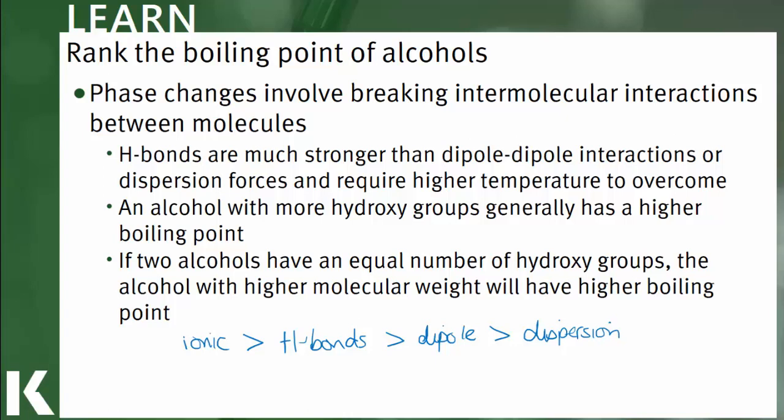Since hydrogen bonds are quite strong, the more hydroxy groups an alcohol has, the greater its boiling point. If we have a tie and have an equal number of hydroxy groups, we can use other types of intermolecular forces to tell us which alcohol will have the higher boiling point. All molecules have dispersion forces, and in general, the larger the electron cloud due to a larger molecule and surface area, the greater the dispersion force.